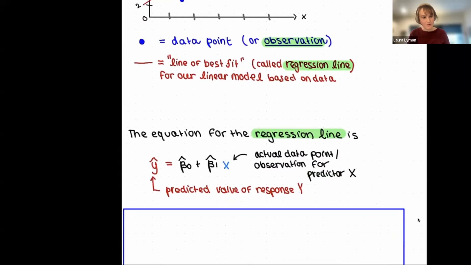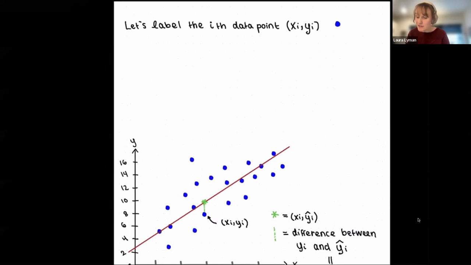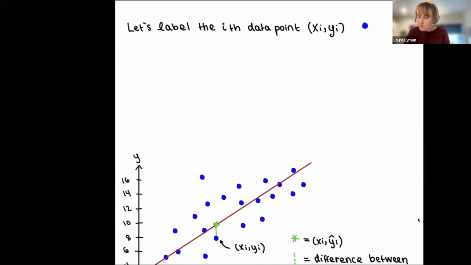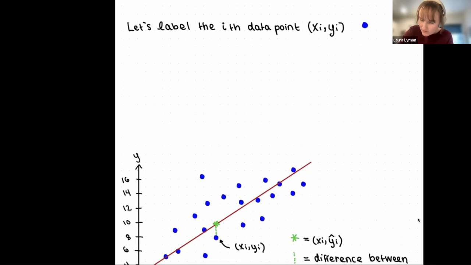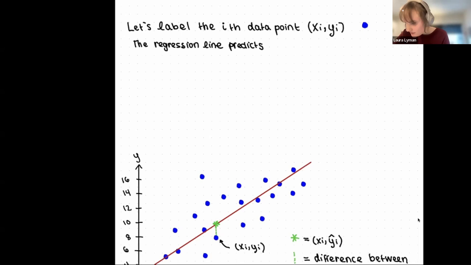Okay, so let's now talk about how exactly we find this line of best fit. So suppose we label the ith data point x sub i, y sub i. The regression line predicts that y sub i will be the following.